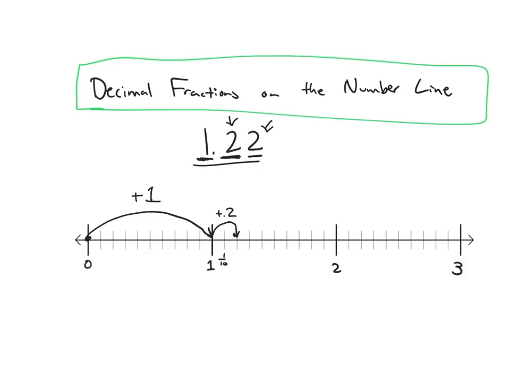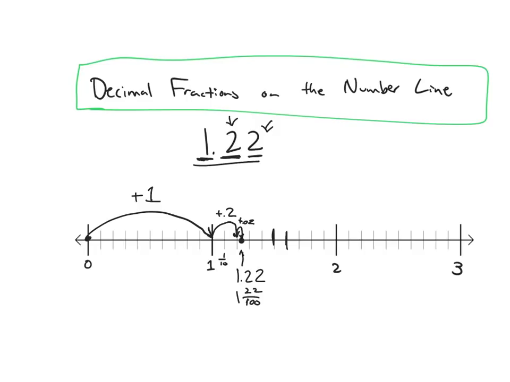Then, finally, to show our 2 hundredths, we're going to need to do a little bit of estimating, because we have to imagine that the space between each of these tick marks is split into 10 equal parts, and we're going to be just jumping 2 of those. So I'm going to make the teeniest tiny little jump right here, and that's going to be adding 2 hundredths, and so we represent 1 and 22 hundredths at about this point on the number line. So 1 and 22 hundredths.